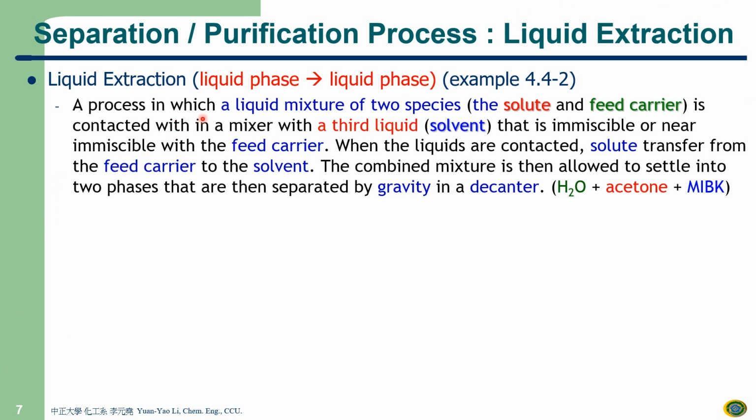So it is a process in which a liquid mixture of two species, remember that we call solute and feed carrier, is contacted with a third liquid we call solvent. So solvent will take solute away and leave the feed carrier. The solvent is immiscible or near immiscible with the feed carrier. When the liquids contact, solute transfers from the feed carrier to the solvent, and the combined mixture is then allowed to settle into two phases that are then separated by gravity in the decanter.